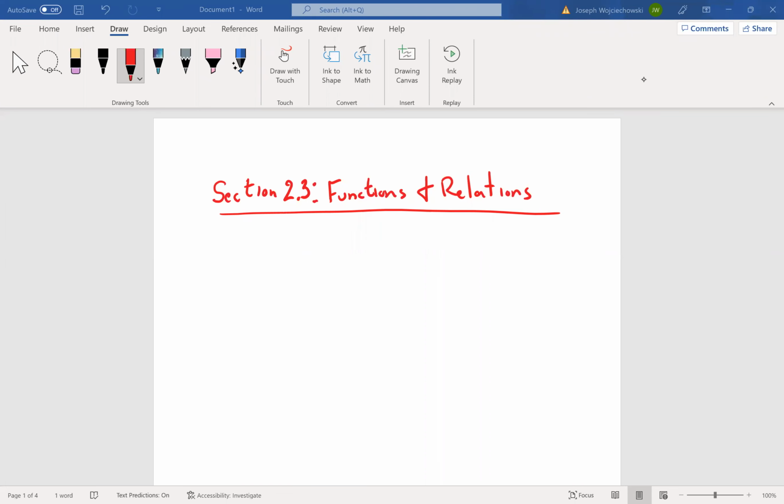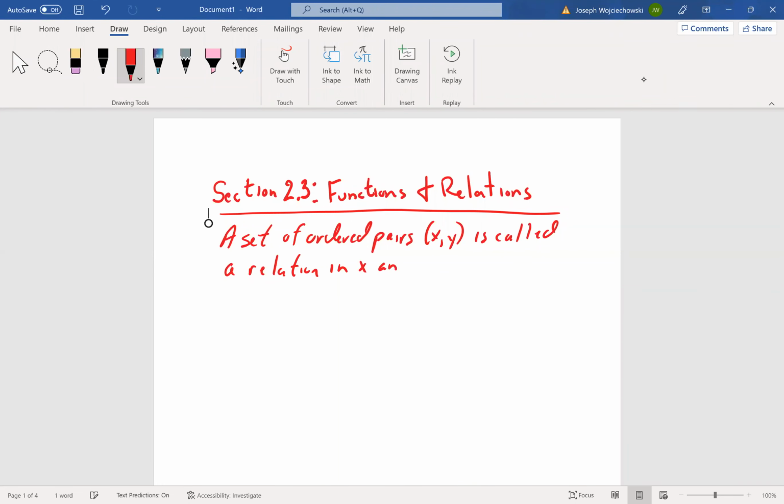Okay, so today we're going to look at section 2.3, functions and relations. So we'll start with the definition. A set of ordered pairs, x, y, is called a relation in x and y.